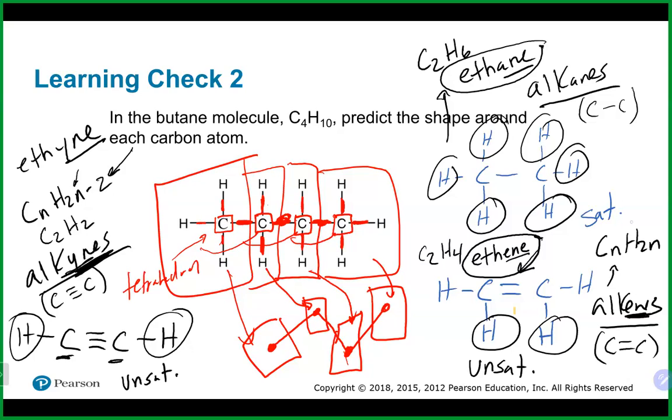Just like this is the general way you could figure out how many hydrogens an alkene should have. And this is the general way, as we were looking at before, CnH2n plus 2 is the general way you can look at how many hydrogens an alkane could have.